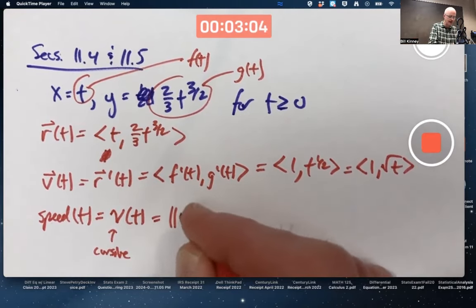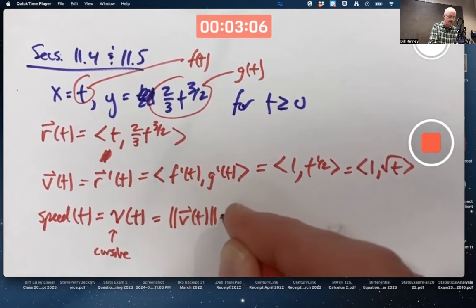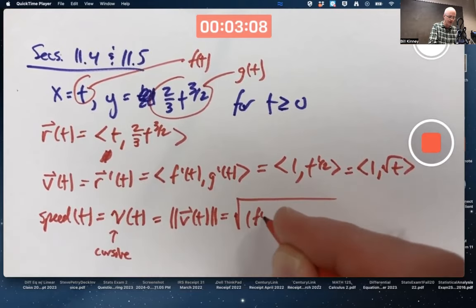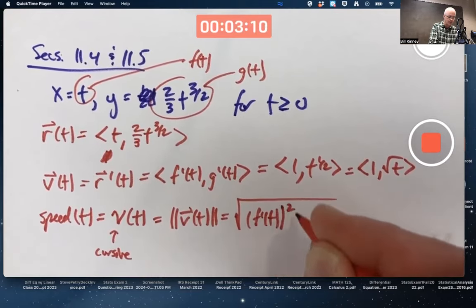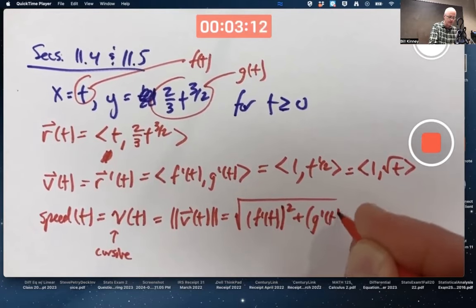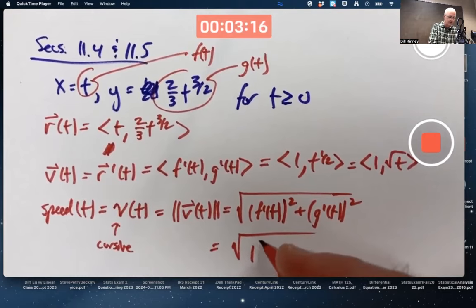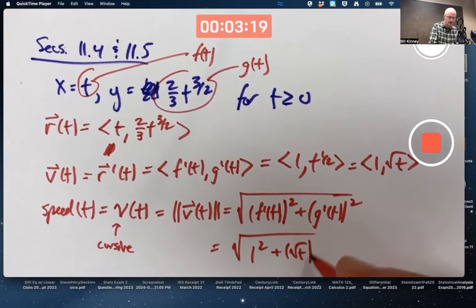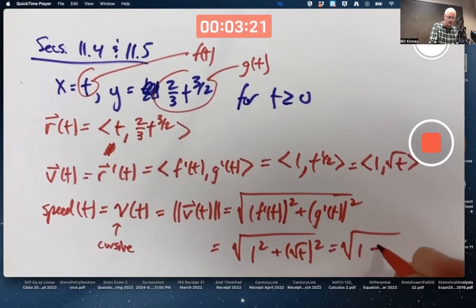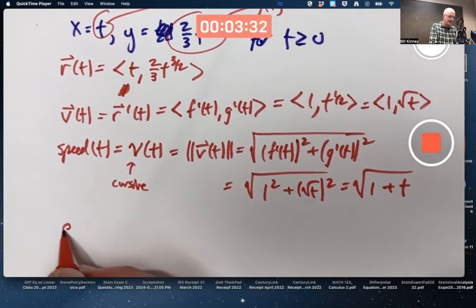Is the magnitude of the velocity vector, square root of f prime of t squared plus g prime of t squared, which for this example is square root of 1 squared plus square root of t squared, square root of 1 plus t.